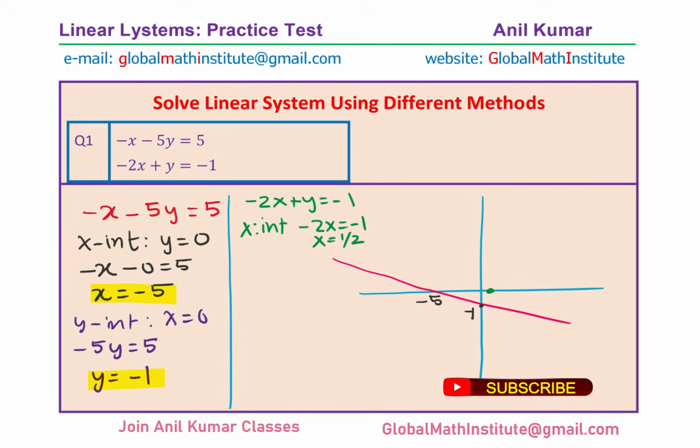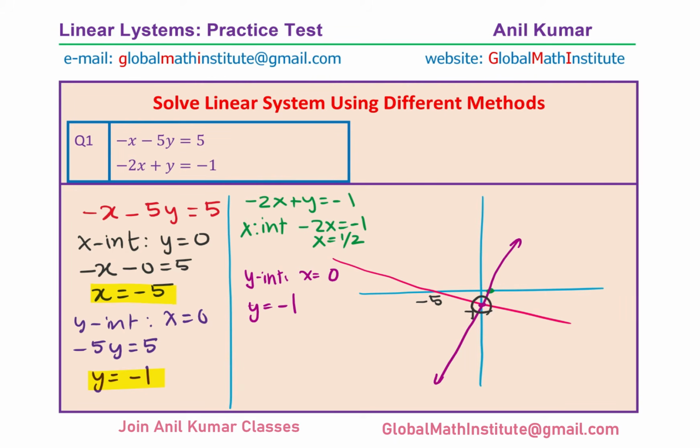And let's now find the y-intercept. So I'm changing the ink to find the y-intercept. The y-intercept means x is equal to 0 and y is equal to minus 1. So that is minus 1 itself. Well, that intercept is itself a solution, right? Since that is the point of intersection of both the graphs. So we have our solution here, the point of intersection.